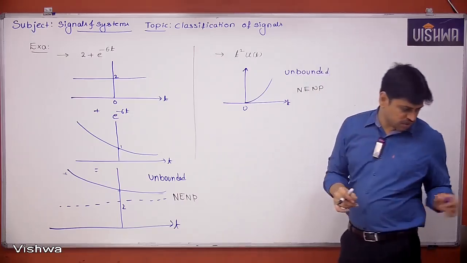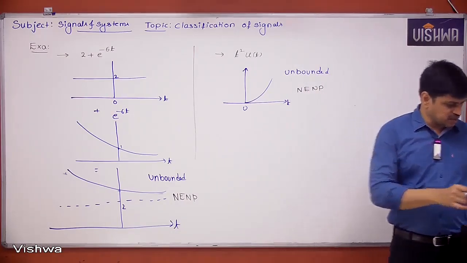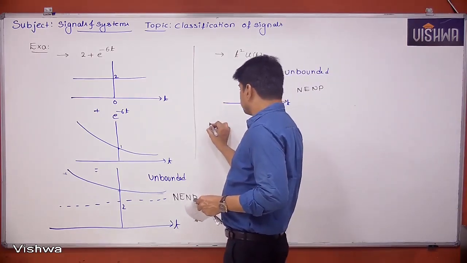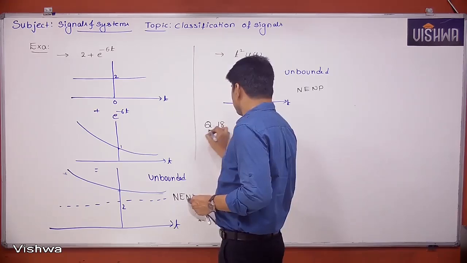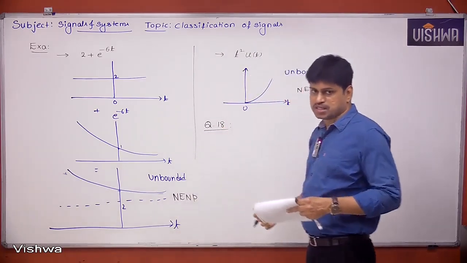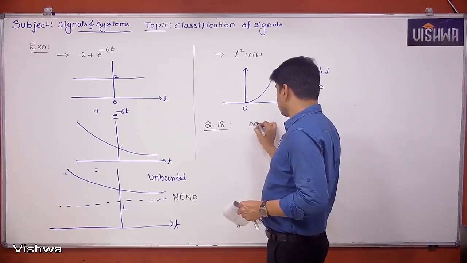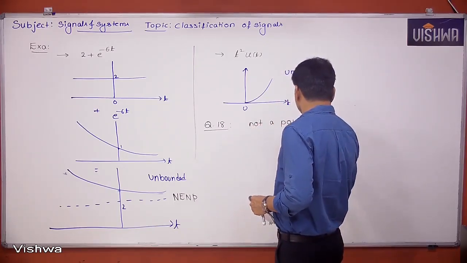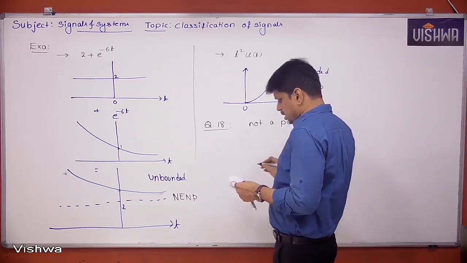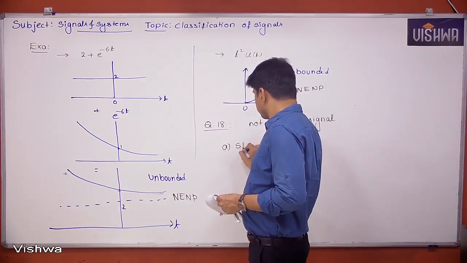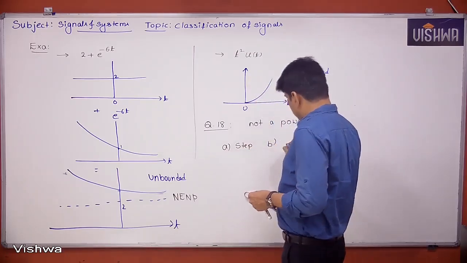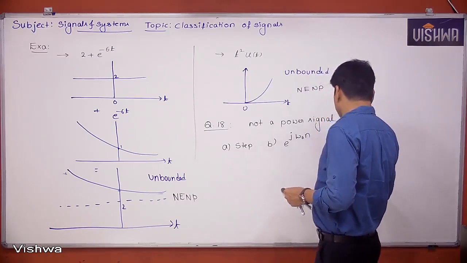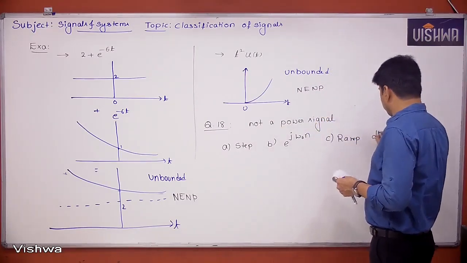Let's see one question from your workbook which is given in the previous GATE examination. Question number 18. Which of the following is not a power signal? Options are given. Option B, e power j omega naught n. Option C, ramp. Option D, periodic.